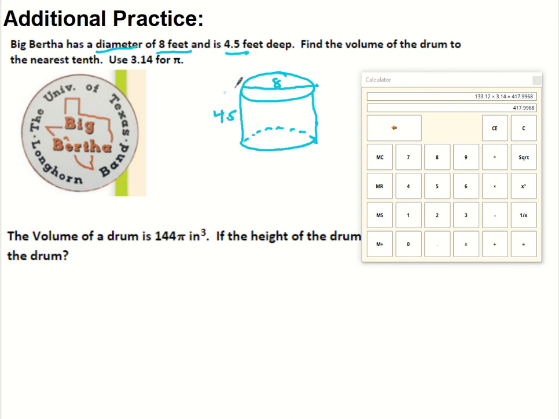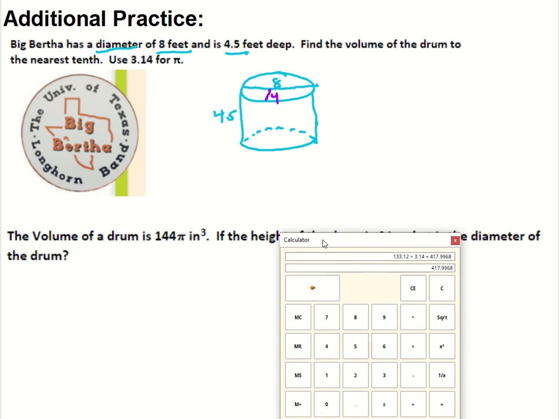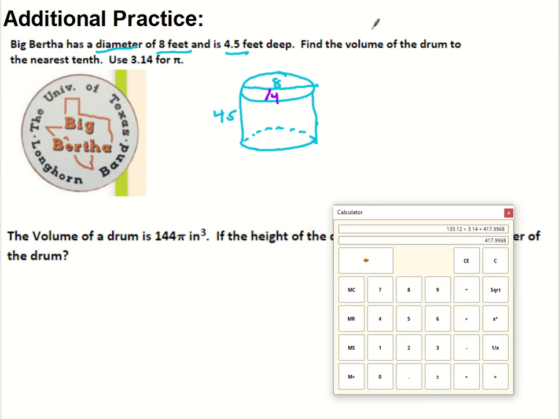We want to find the volume of the drum to the nearest tenth. So if it has a diameter of 8, that means that the radius is half of that, which is 4. So I should be able to now find the volume of this by using my formula. Go ahead and pause the video and actually try it on your own and see how you do with the calculator. So find the volume, pause the video, try it out, see how you do.